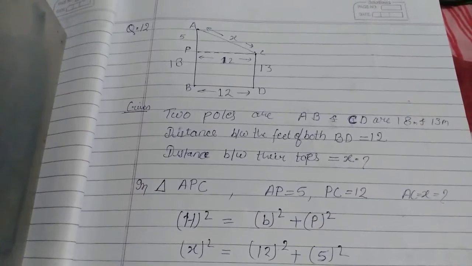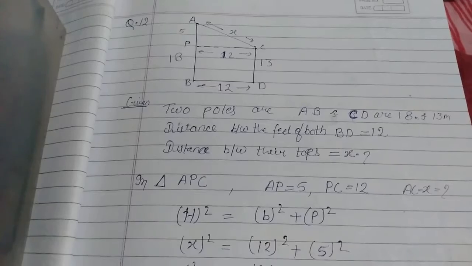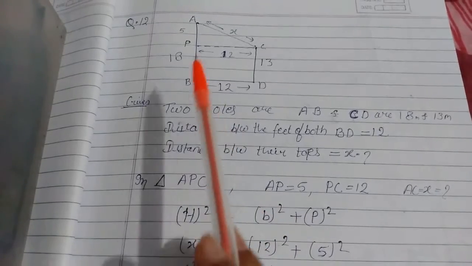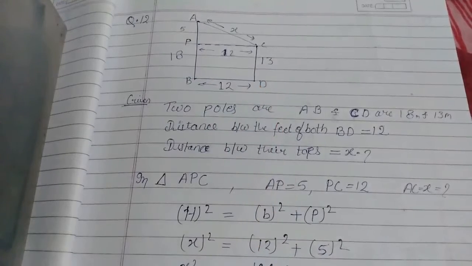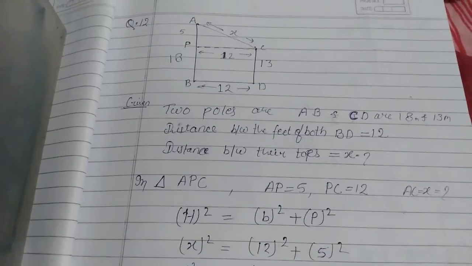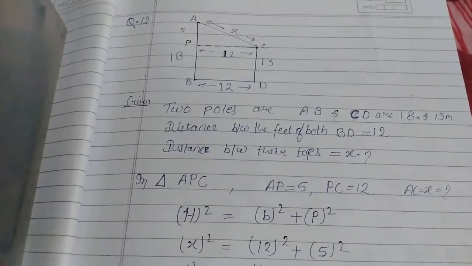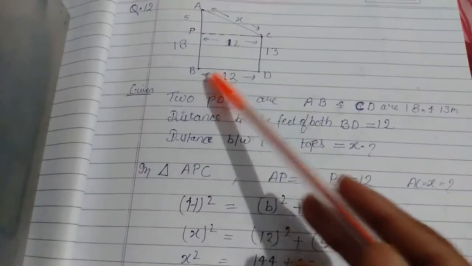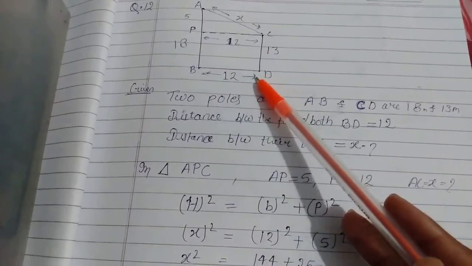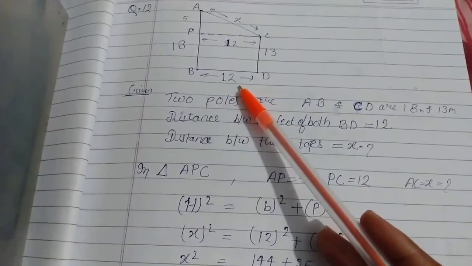In this question we are given two poles of 18 and 13 meter. See, this is a pole that is 18 meter and this is another pole that is 13 meter, and the distance between the feet of both poles is 12 meter.